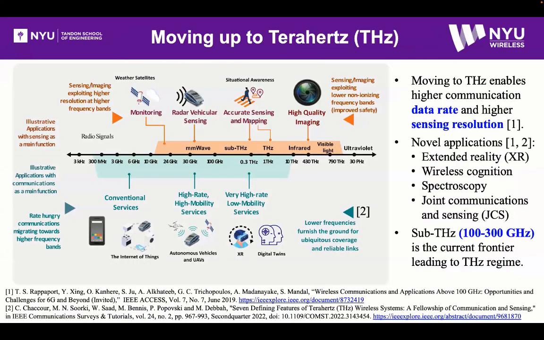Sub-terahertz is officially, or basically in the research community, defined as the frequency range from 100 to 300 gigahertz. And in the sub-terahertz range, due to wider bandwidths, we get higher data rates and more spatial resolution, which enables us to envision applications and build products and services for things like extended reality, wireless cognition, spectroscopy, joint communications, and sensing.